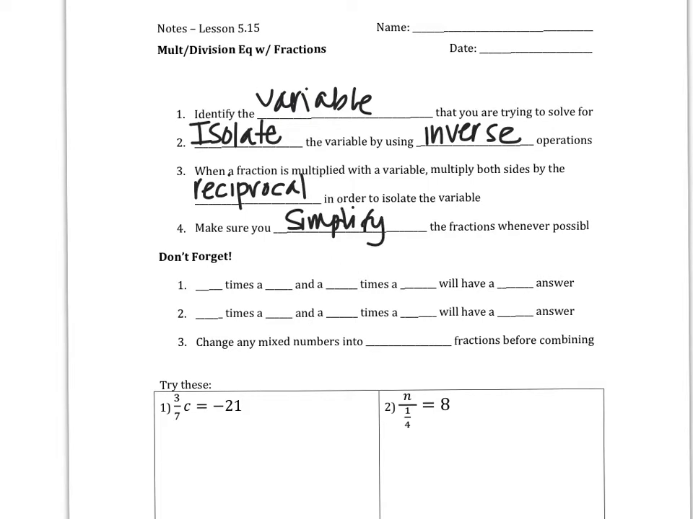whenever possible. A few things that we don't want to forget is if you have a positive times a positive and a negative times a negative, your answer will be positive. If you have a positive times a negative and a negative times a positive, you'll have an answer that's negative. And lastly, we want to make sure that we change any mixed number into an improper fraction before we combine it. Okay, so let's take a look at some examples and you'll be able to see what I mean by that.